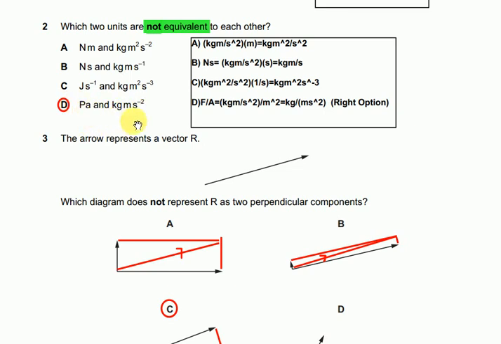Pascal is pressure, which is force over area, and force is basically kg meter per second square in units, and area is meter square. So computing it, we get kg over meter second square. So this is not kg meter per second square. It must be kg meter raised to the power -1 and s raised to the power -2. So that's wrong. So D is the correct answer.